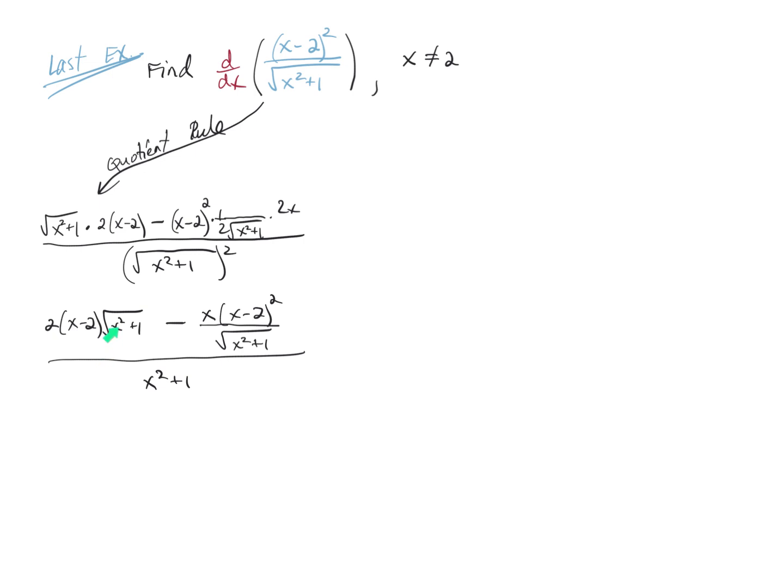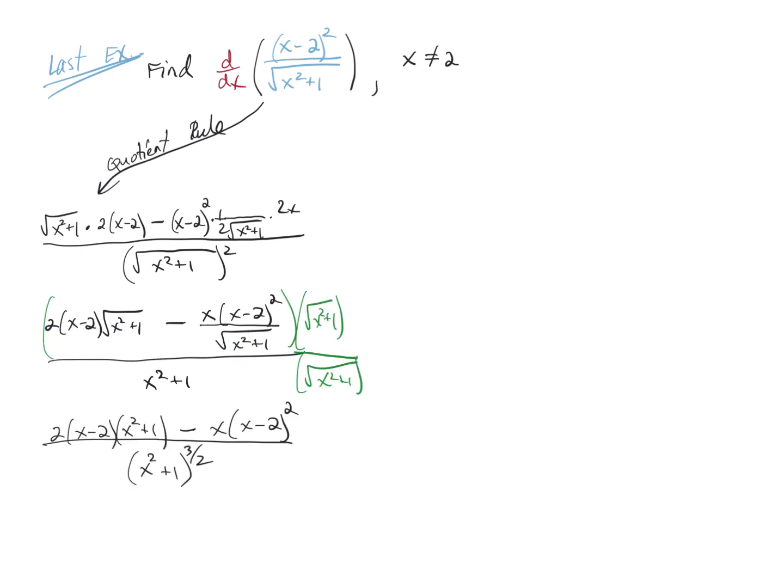I guess we could stop here, or we could get rid of this complex fraction. Complex fraction means a fraction within a fraction, by multiplying by the square root of x squared plus 1 over itself. Now we have no fractions in our numerator, but this is just kind of ugly. Not really crazy about this. Let's do this problem a different way.